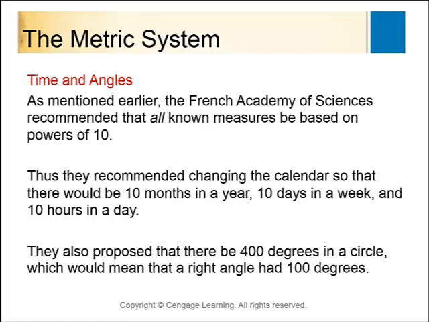In trying to get a uniform system of measurement, all sorts of different things have been proposed. One of those is that a circle has 400 degrees, just to make it really pretty, and it would just change the spacing of the tick marks. You could change the calendar so that instead of having 12 months, we could have 10 months in a year, 10 days in a week, and 10 hours in a day. Of course, that hasn't caught on.